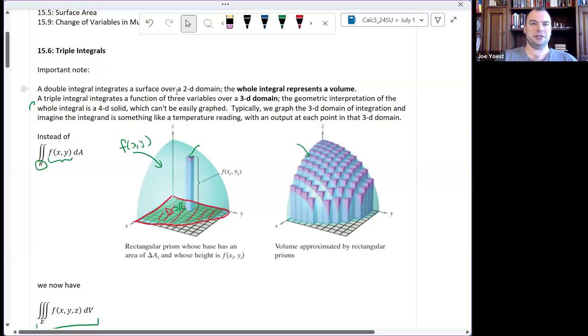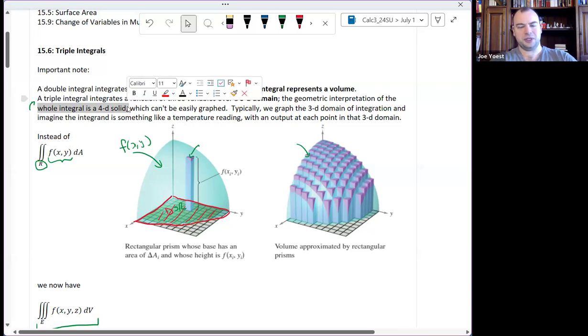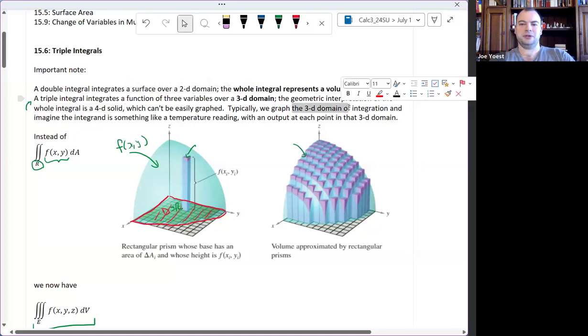So in a double integral, the region of integration and the surface and the volume between all of that represents a volume. So the integral as a whole represents a volume, whereas in a triple integral, the domain itself represents a volume. The geometric interpretation of the whole integral, we've stepped up a dimension, is a 4D solid, which of course we can't really reasonably graph.